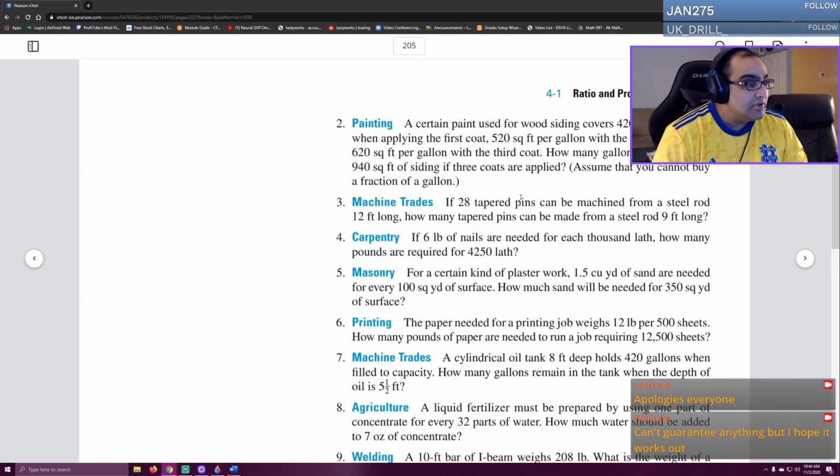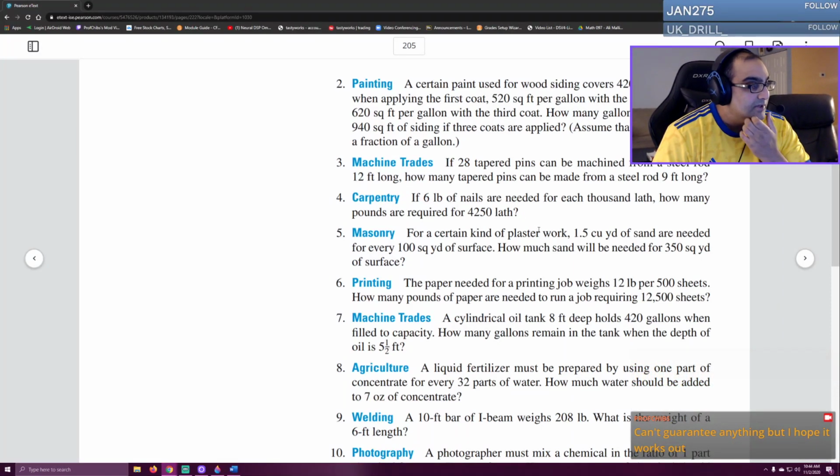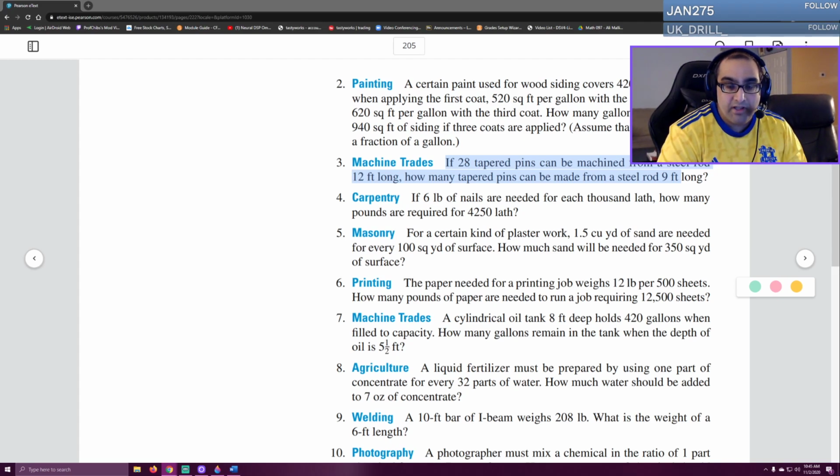So let's go ahead and take a look at some ratios and proportions, okay? And we'll just go ahead and put it together. Okay, so let's look at this first one here, which will be number 3. If 28 tapered pins can be machined from a steel rod 12 feet long, how many tapered pins can be made from a steel rod 9 feet long? Okay, so let's go ahead and try that.